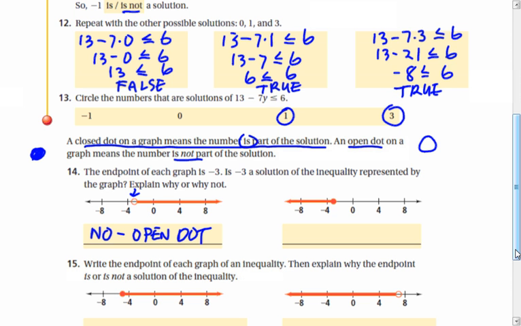On this one, negative 3 is a closed dot. So we're going to say, yes, it is part of the solution, and it's because the dot is closed.